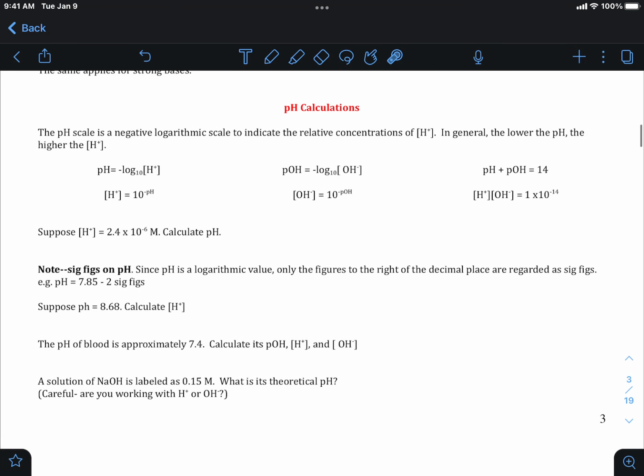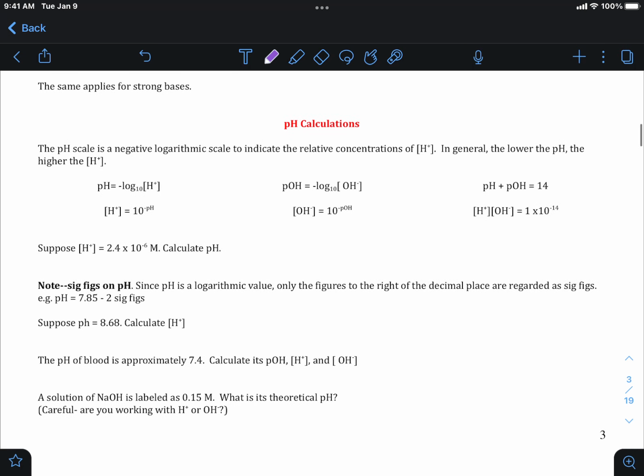Okay, pH calculations. We did a little bit about this before, but let's talk about it again. The pH scale is how we measure acidity or basicity. It's a negative logarithmic scale, and we're using base 10. I know that we've used natural log a lot in this class, but for the purposes of the number crunching here, it's base 10 for pH. That means for every power of 10, the pH changes by a value of 1. But it's a negative logarithmic scale, which means the higher the concentration, the lower the pH value.